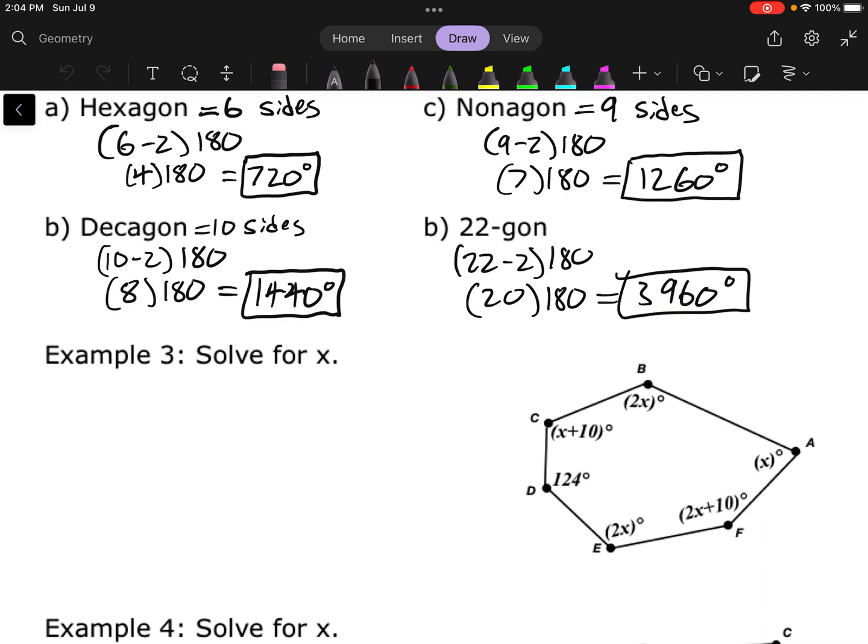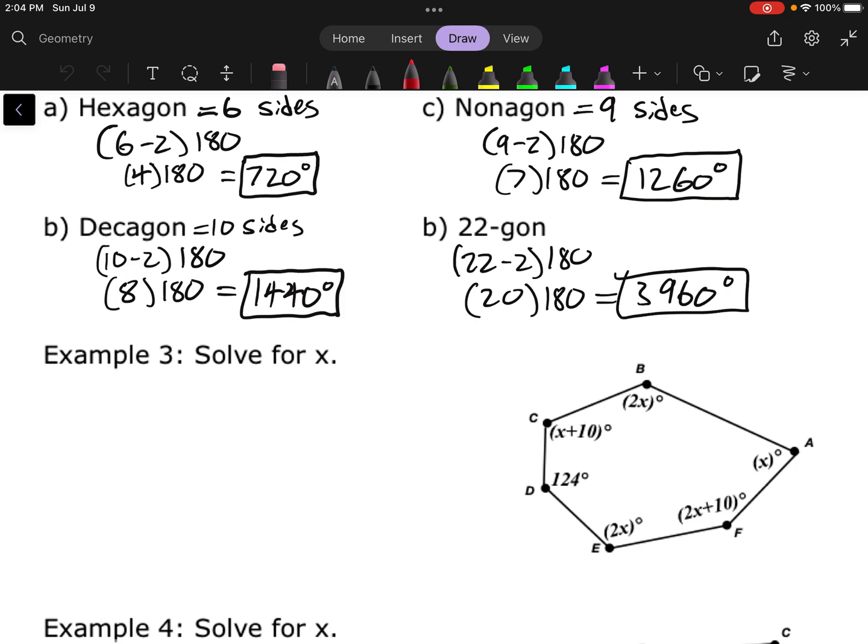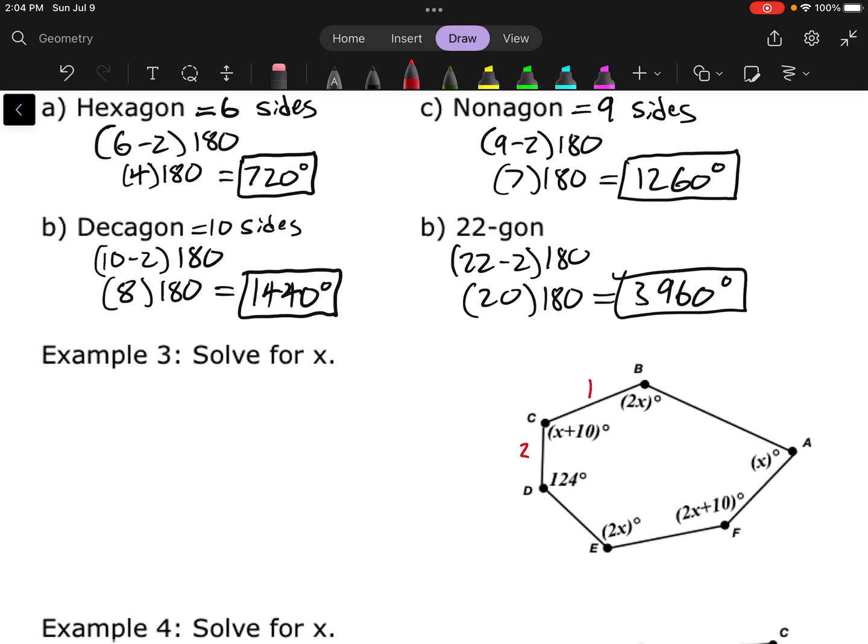It says solve for x. And we can see that we've got this shape here. There's 1, 2, 3, 4, 5, 6 sides on this thing, right? So this is a hexagon. And as we saw just above, if we do 6 minus 2 times 180, that's going to give us 720 degrees. So that tells me that inside this hexagon, all 6 of those interior angles have to add up to be 720.